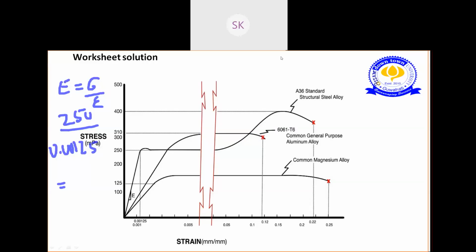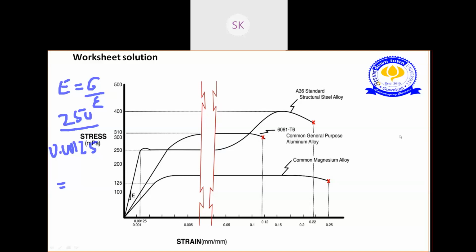Let me allow 2 lakh. Got 2 lakh? And see the unit here. Yes, ma'am. Here the unit is MPa. So our answer will be 2 lakh MPa. And you can convert it into GPa also. So it will be approximately 200 GPa.